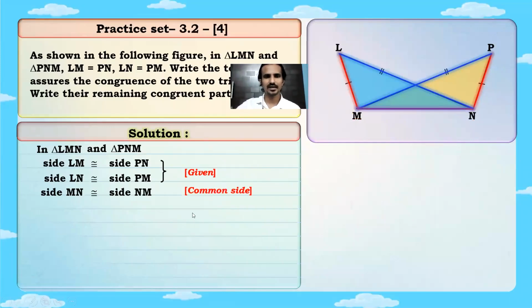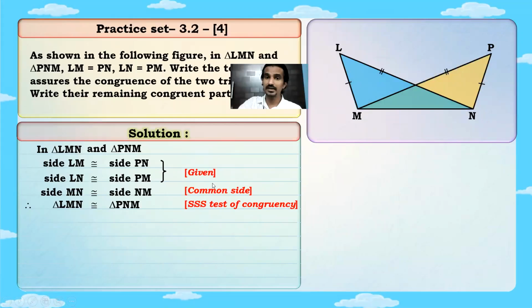इसका रीजन लिखना पड़ेगा हमें कॉमन साइड. So the triangles are congruent by SSS test. So we say triangle LMN congruent to triangle PNM. Reason, SSS test of congruence. Okay. So the two triangles are congruent. Remember, the question is not over yet.